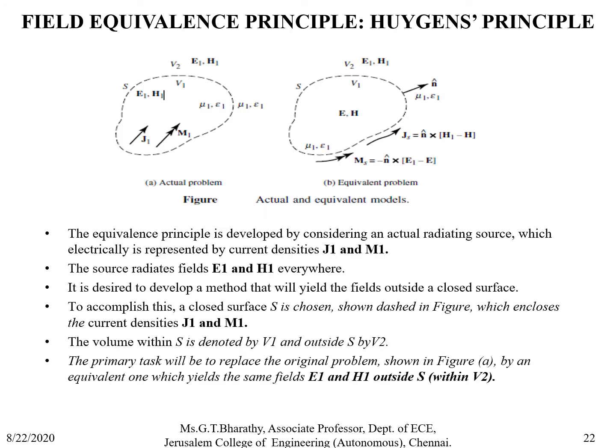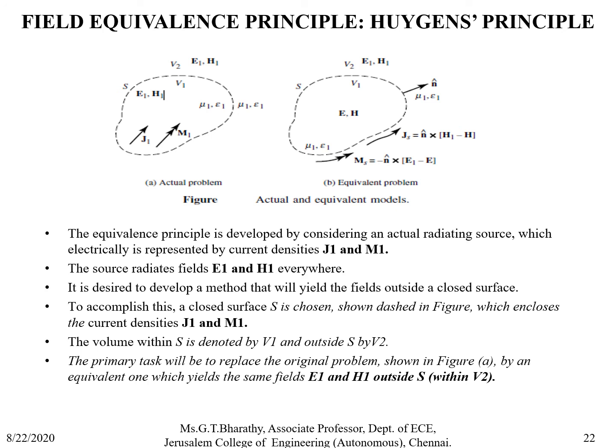So this is the diagrammatic representation of the Huygens principle, where we have the actual problem represented in figure A and the equivalent problem represented in figure B. The equivalence principle is developed by considering an actual radiating source, which electrically is represented by the current densities J1 and M1 in figure A. The source is going to radiate the fields E1 and H1 everywhere, as represented in figure A. We have E1 and H1 both inside the surface as well as outside the surface.